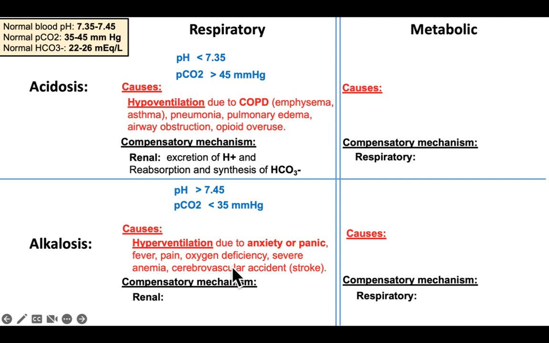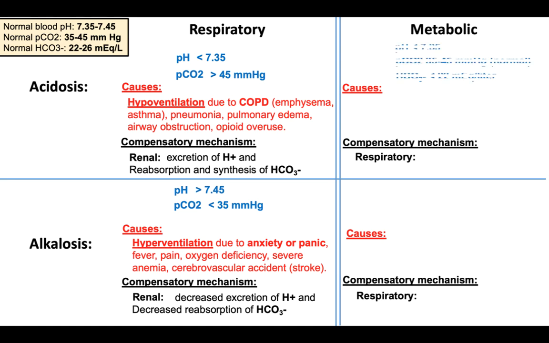How might the body compensate? Opposite of what it would do with respiratory acidosis. Instead of getting rid of more protons, we would decrease excretion, keep these in. And then we would decrease the reabsorption of the buffer. So that is the respiratory acidosis, respiratory alkalosis, and using kidneys to compensate. All right, let's look at metabolic.